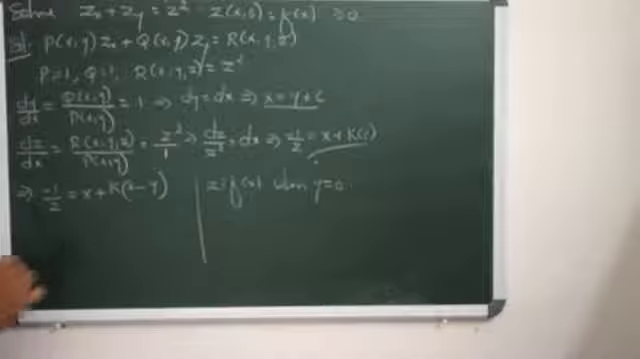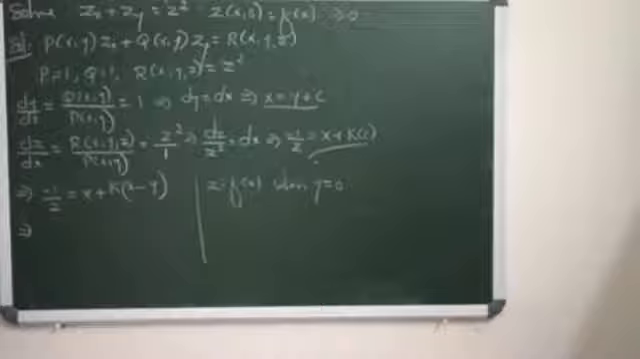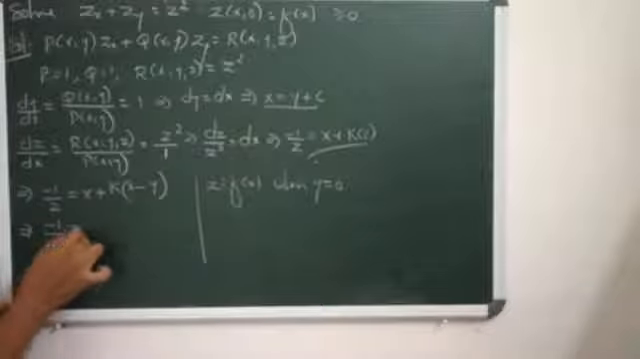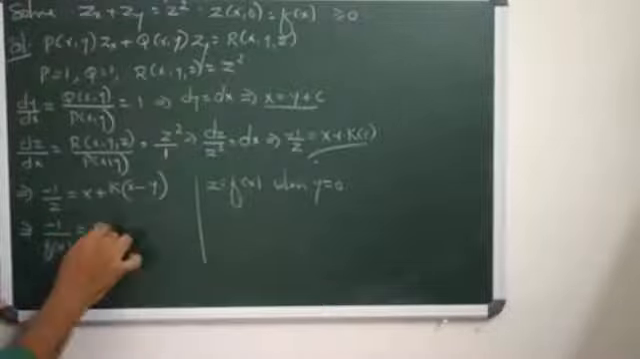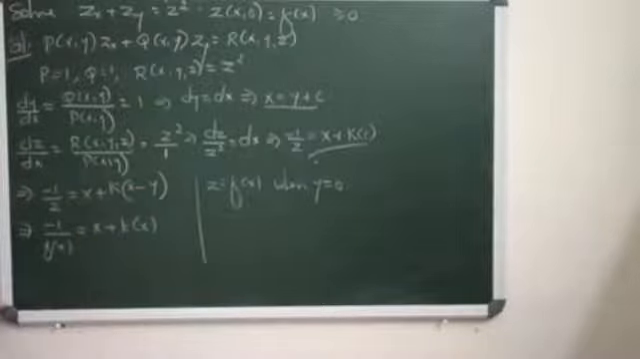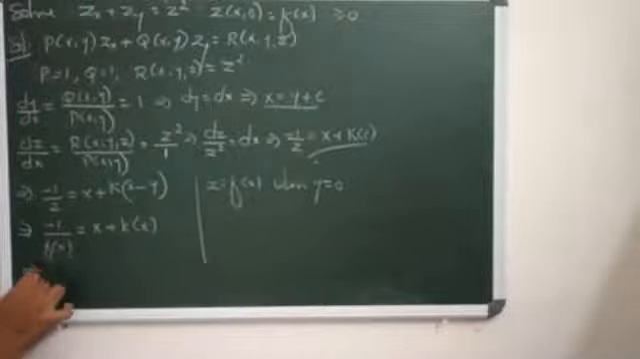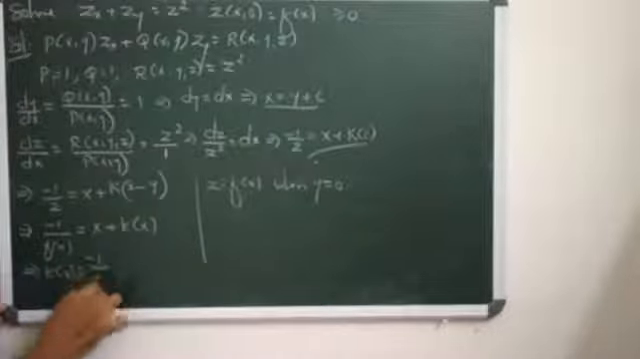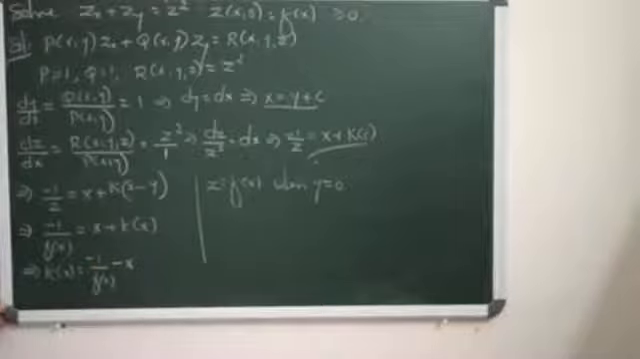What do you get when using the initial conditions? When y = 0, z = f(x). So this becomes -1/f(x) = x + k(x). So from here, what is k(x)? k(x) = -1/f(x) - x. So k(x) is this one.